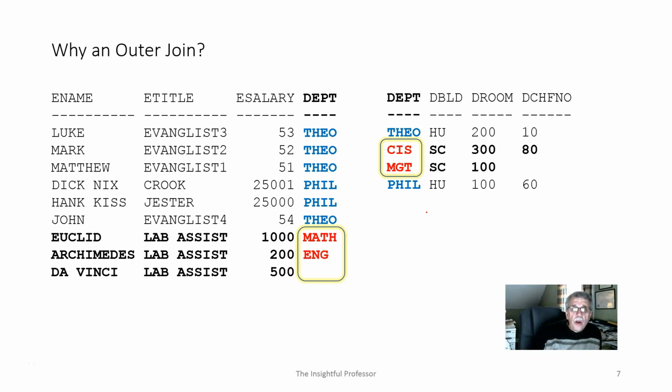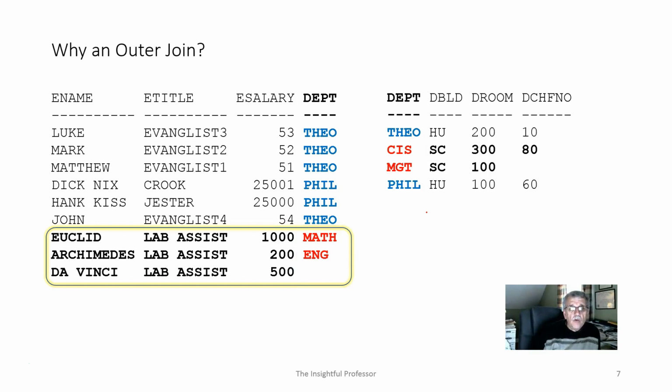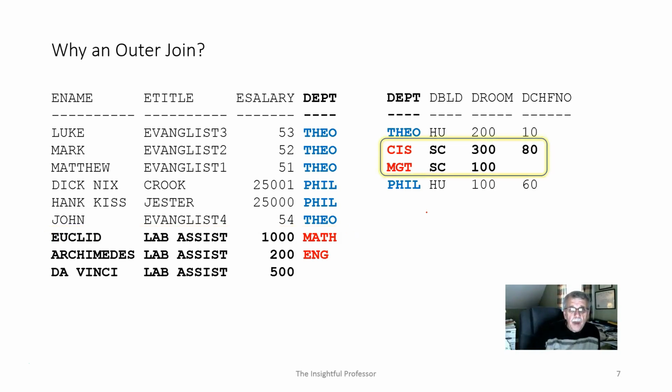So in the other table, we also have values that don't match in the staff table. We have CIS and management. So what that means is the non-matching rows from staff would be the rows that identify the employees of Euclid, Archimedes, and Da Vinci. The non-matching rows from department would be the rows that identify CIS and management departments. So neither of these sets of rows, we don't see CIS and management, we don't see Euclid, Archimedes, and Da Vinci, we don't see any of these rows appearing in the result of the inner join.